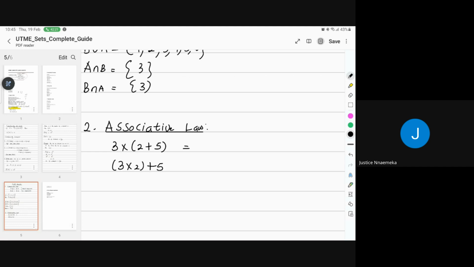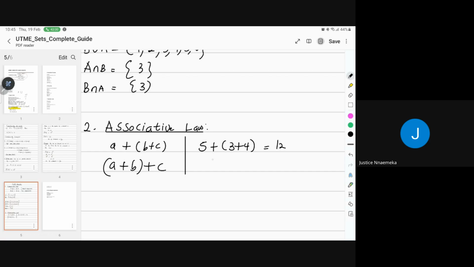I'm just trying to bring back our associative law. A plus B plus C. Let me use this way: A plus B plus C and A plus B plus C. So let's use numbers. Let's say I have 5 plus 3 plus 4. This will give us 3 plus 4 is 7, plus 5 is 12.